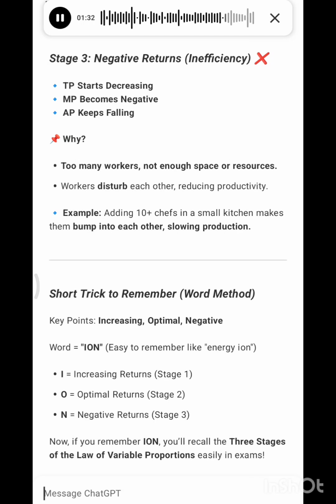Short trick to remember, key points: increasing, optimal, negative. Word ION, easy to remember like energy ion. I equals increasing returns, stage 1. O equals optimal returns, stage 2. N equals negative returns, stage 3. Now, if you remember ION, you'll recall the 3 stages of the law of variable proportions easily in exams.